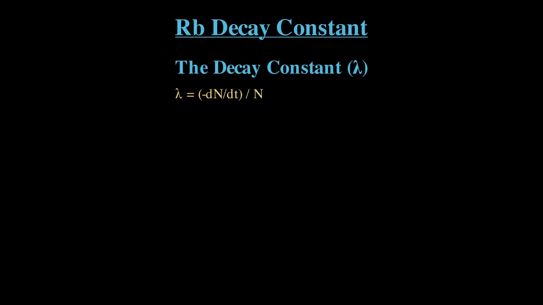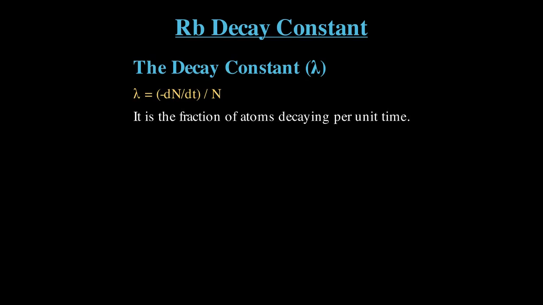So, what exactly is this decay constant, lambda? We can define it in 2 ways. First, from our starting equation, we can rearrange it to see that lambda equals the rate of disintegration, negative dN by dt, divided by the number of atoms, N. So, it is the ratio of disintegrations per second to the number of atoms present.